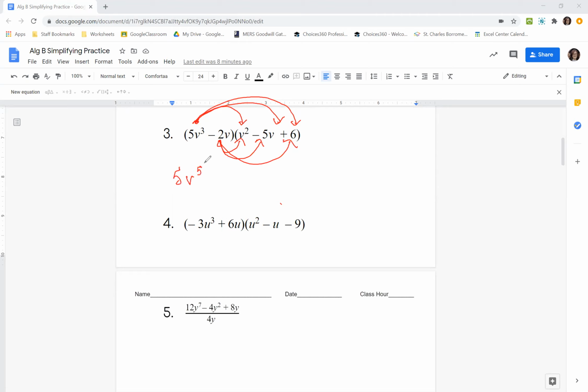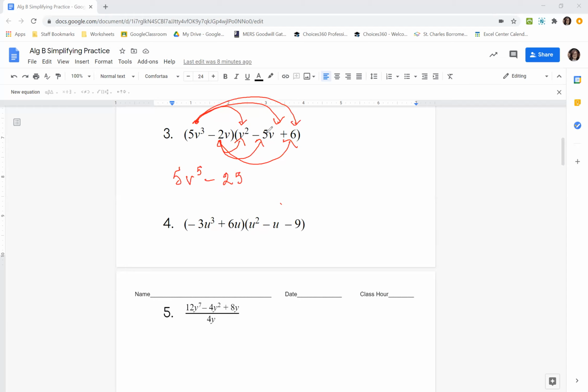V cubed times v squared, you add those exponents. 5v cubed times negative 5v gives me a negative 5 times 5, which is 25. I have 3 factors of v on my left and 1 factor of v on my right, so I have a total of 4 factors of v. And then 5v cubed times 6 is a positive 30v cubed, okay?